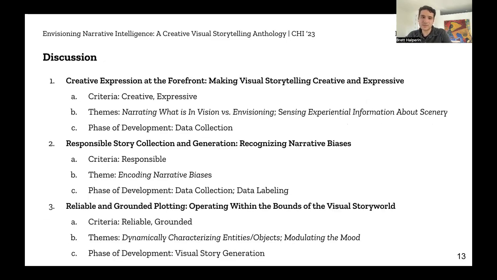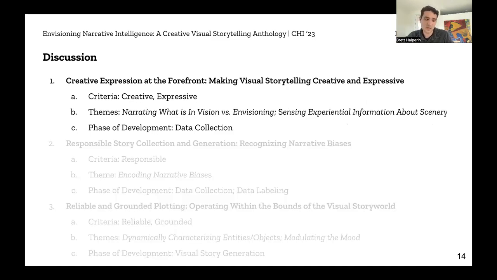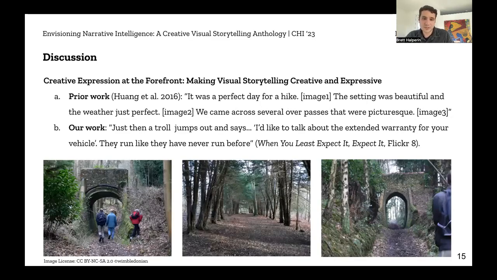And so essentially what comes out of this is several discussion points where we essentially match each theme to a particular criteria for how we envision narrative intelligence. And we also match that to a phase of machine learning development, data collection, data labeling, or visual story generation. And so we envision narrative intelligence as creative, expressive, responsible, reliable, grounded. We're going to focus on just this first dimension here for sake of time, but encourage you to read the paper. So creative expression at the forefront.